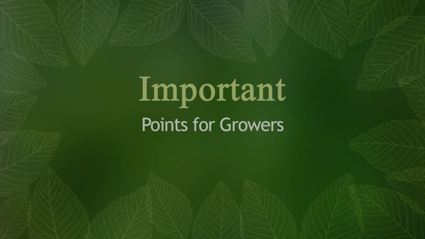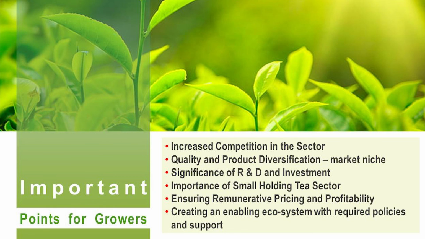Now, let's look at some important points for all types of growers. So we have to recognize that there is an increased competition in the sector. So that is the main thing. So we have to recognize and we have to find ways to deal with that competitiveness. Quality and product diversification can be one way to create market niche. So we have to create a good quality. We have to be very quality conscious, and we need to create diversified products so that we can have our niche market, and then we can overcome the challenges of competitiveness.